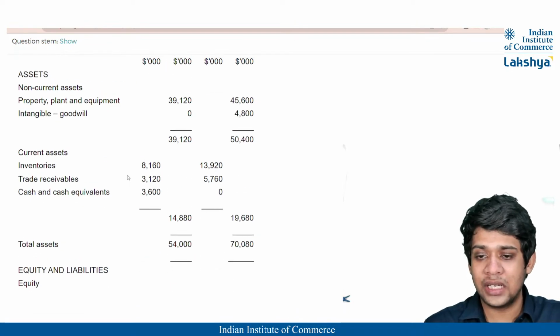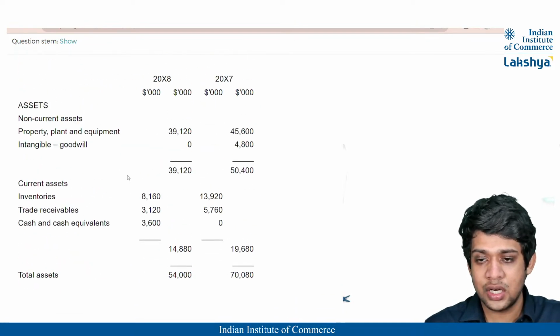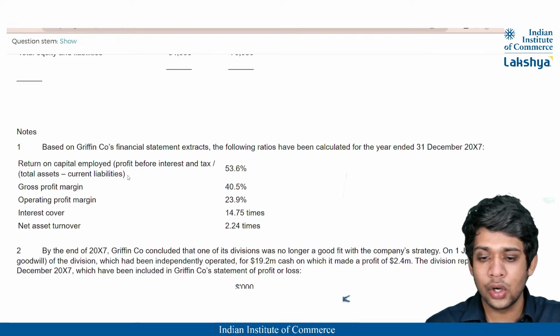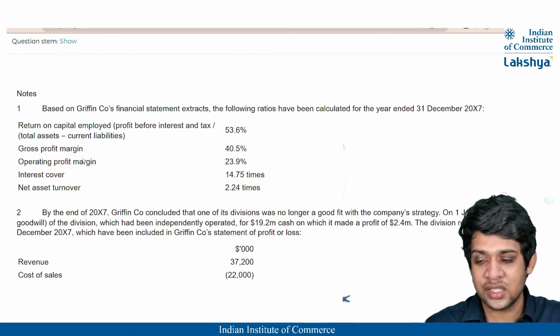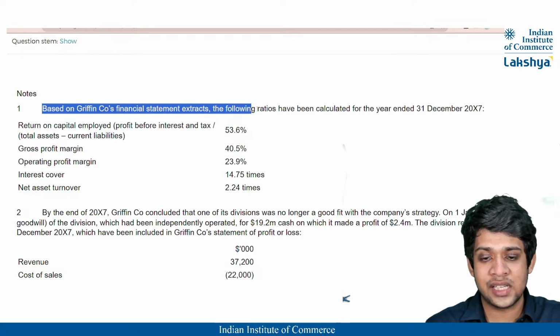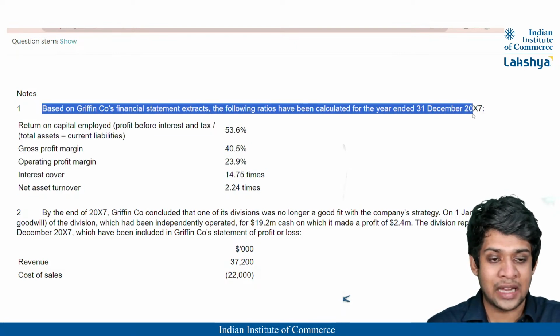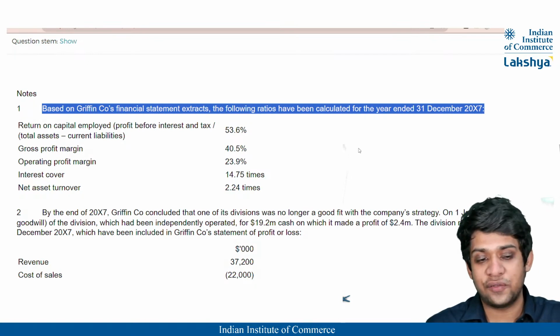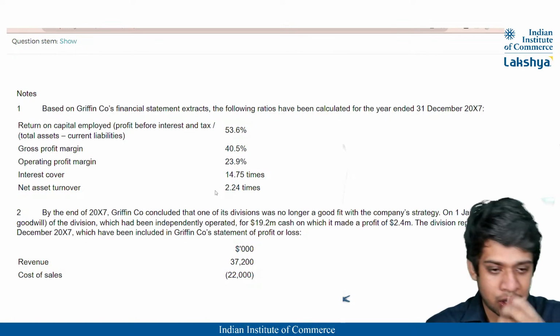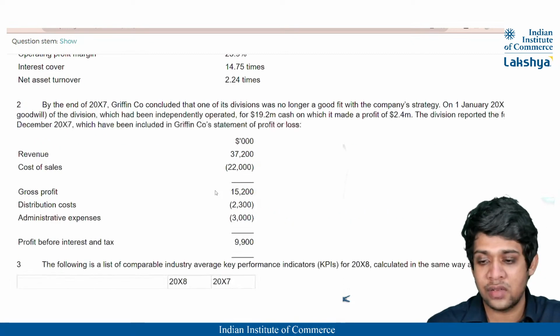Okay. So we have also been given the statement of financial position as at 31st December. Okay. Now heading on to the adjustments, guys. So let us look at the first adjustment. Based on Griffin Company's financial statements extracts, the following ratios have been calculated for the year ended 31st December 2007. So these are the ratios which are already calculated for 31st December 2007.